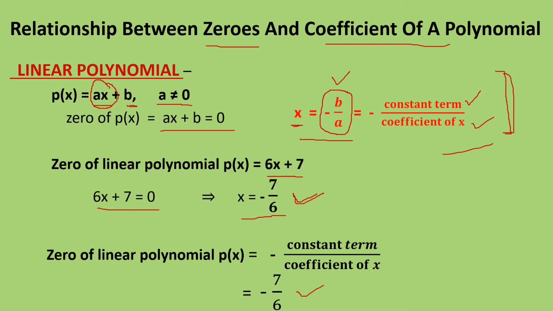Now you can compare, this is also minus 7 upon 6 and this is also minus 7 upon 6. So there are two ways to find the 0 of the linear polynomial. Now we will take quadratic polynomial.